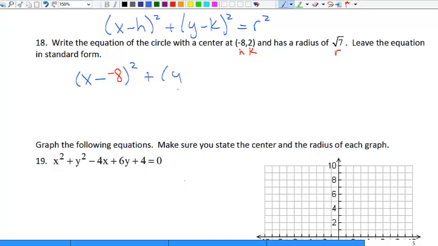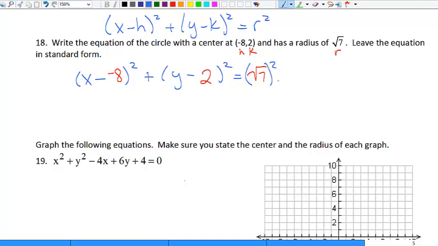Plus (y - k) squared. And who's k in this problem? Well, k looks like it's positive 2. But there's a blue minus from the formula, and a positive 2 for the red, equals r squared. Now, r is √7, so I have (√7) squared.